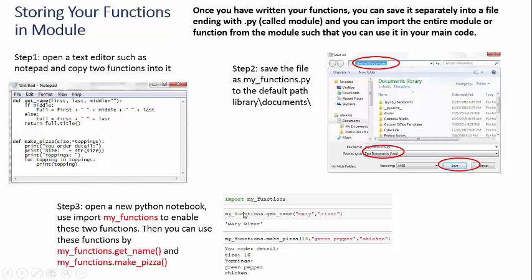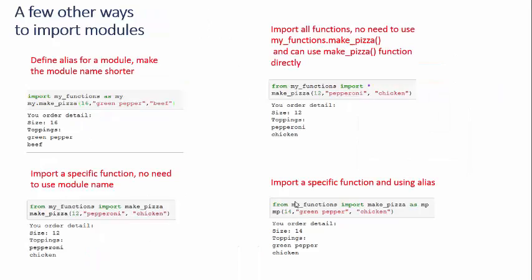So once you import your module, you need to use module name dot function name to access the function. That's when you use import module name. That's just one way to import functions into your new notebook. There are a few different ways you can do that to make it more convenient. You can define an alias for a module to make the module name shorter. For example, I can import my_functions as my. Then when I call the makePizza function, I just use my.makePizza instead of my_functions.makePizza, which makes the call a little bit easier.